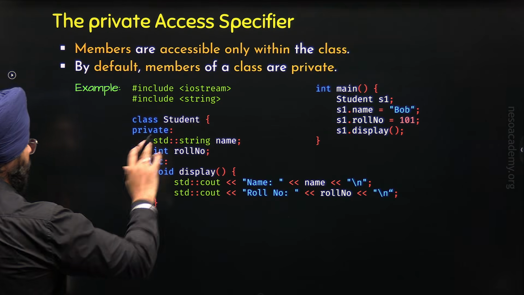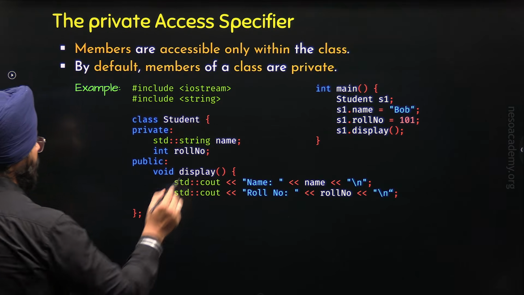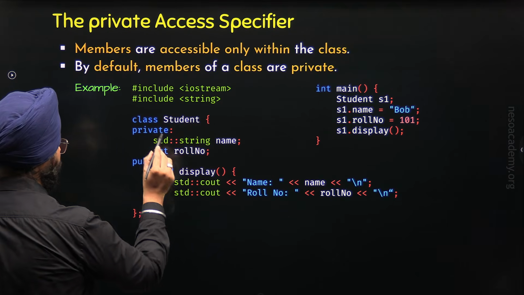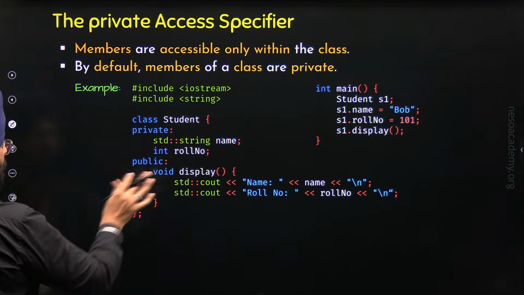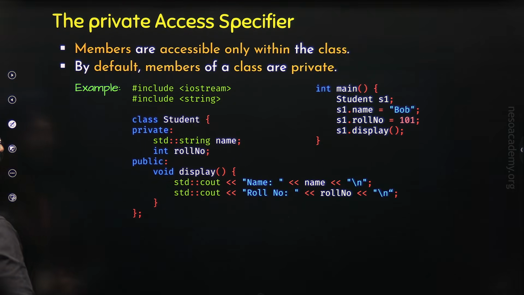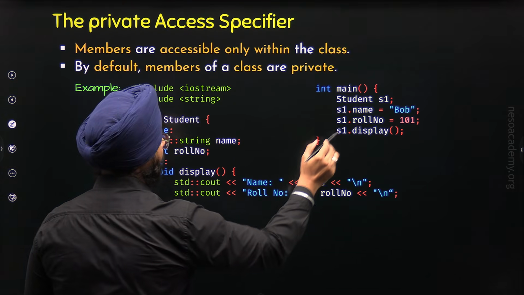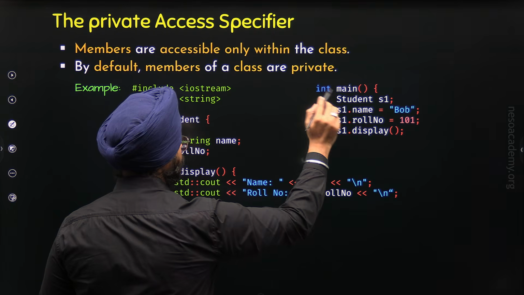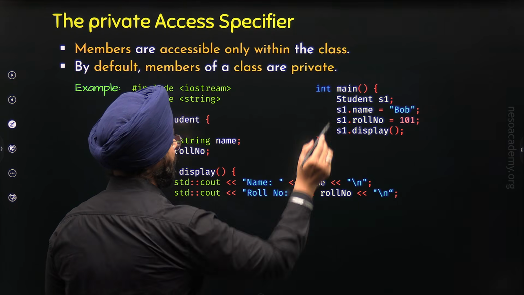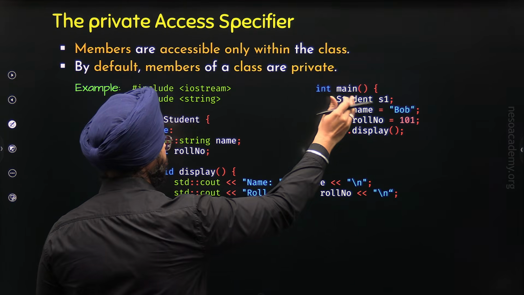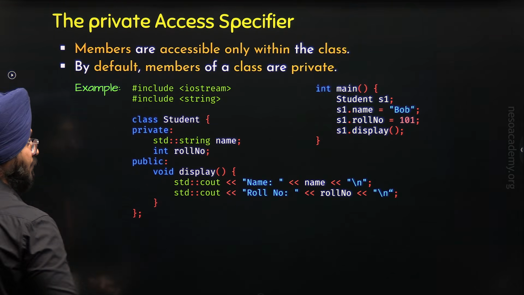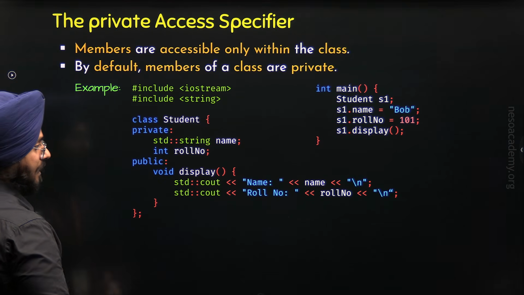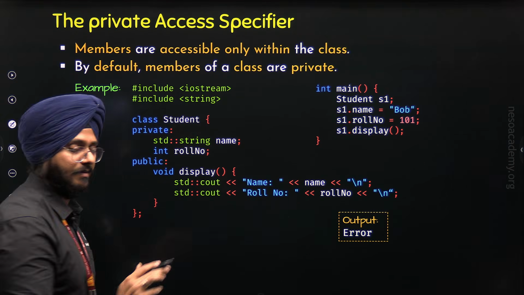Again, I took the same class and this time, name and roll number are private members of this class. And the only public member of this class is display. Inside the main function, I have created the object S1 of student. And through this S1 object, I am trying to access name and roll number, which is not allowed because these are private members. Therefore, we will get an error from the compiler.